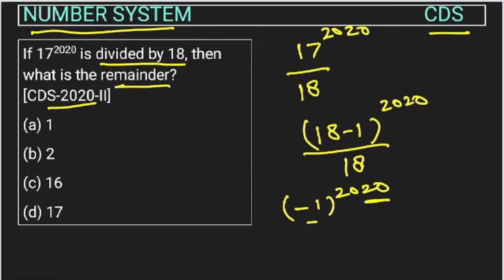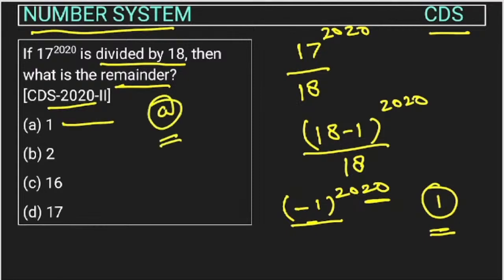So this is an even power, so this will become positive. So this will be 1. So the remainder of this will be 1. So the answer is option A. Because 18 is directly divisible, the remainder will come from here itself. So here this will be 1 only. No matter how many times we multiply 1, it will remain 1 only. So the remainder will be 1.